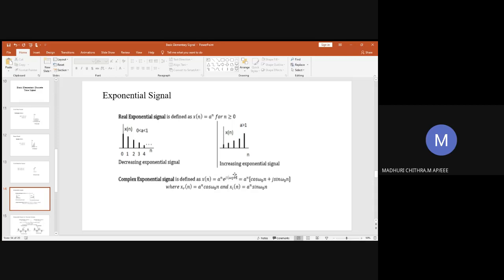We know that e power j theta equals cos theta plus j sin theta. So here a power n into cos omega naught n plus j sin omega naught n, where x r of n equals a power n cos omega naught n and x i of n equals a power n sin omega naught n.